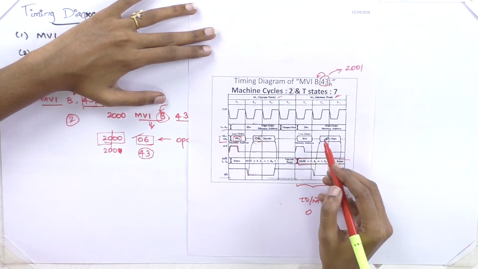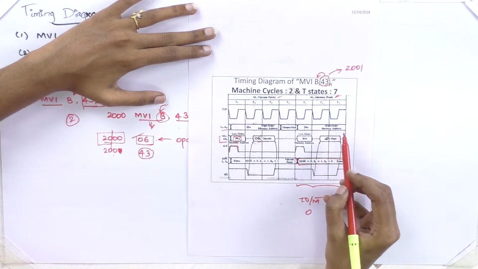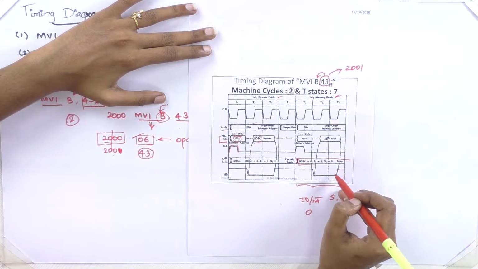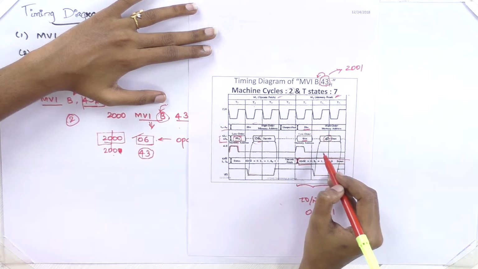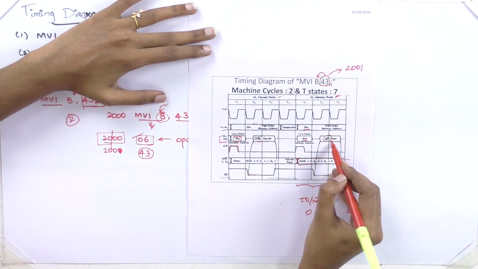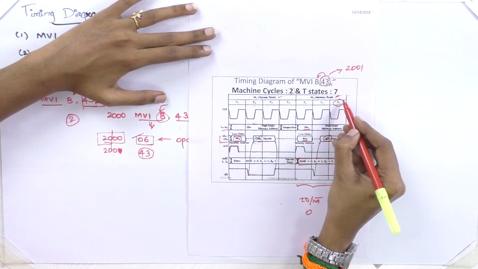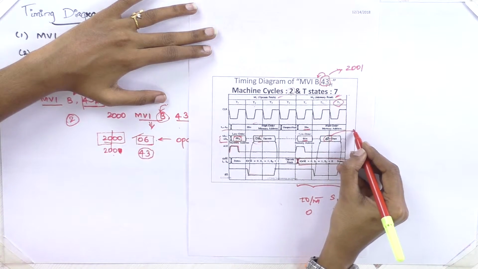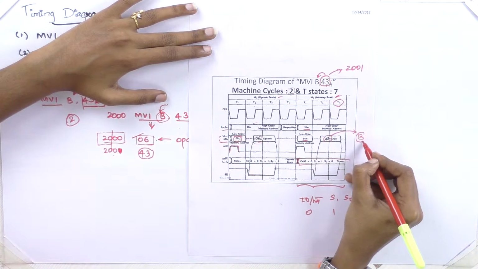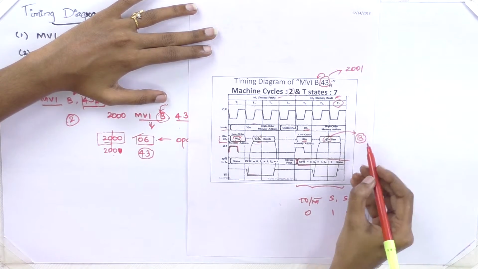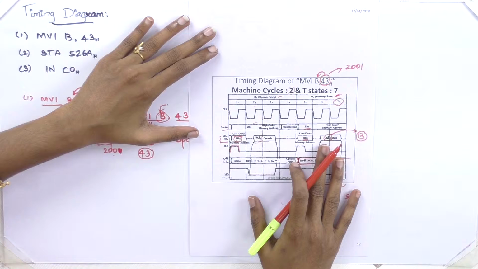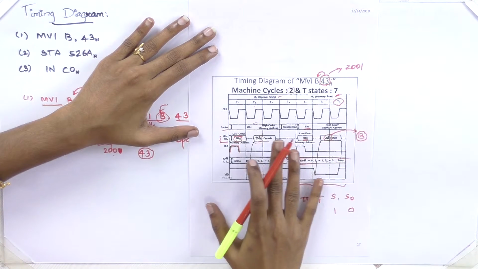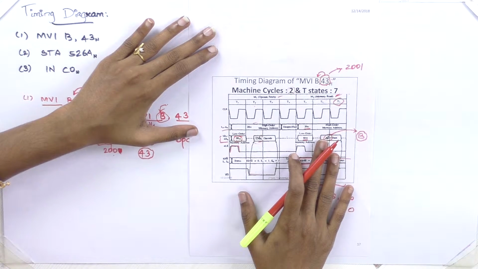Fine. So at T state 2, what will happen? The read signal should be low in order to read the value 43 in this memory location, and it will be put in the data bus. So after that, at T state 3, the value in the data bus will be written into the B register. Fine. Okay, so this is how the move immediate instruction works, and this is the timing diagram of the move immediate instruction.